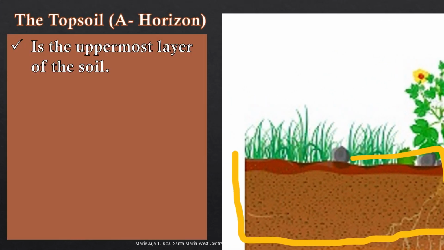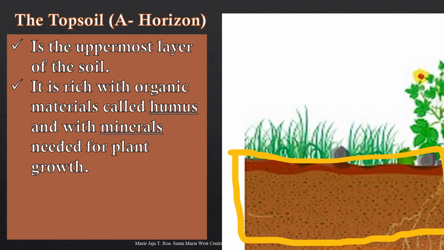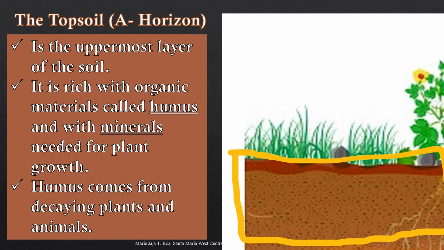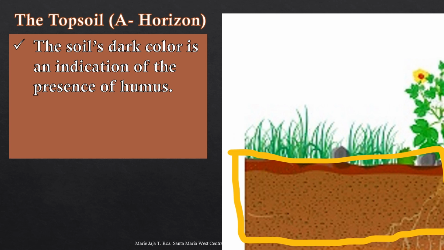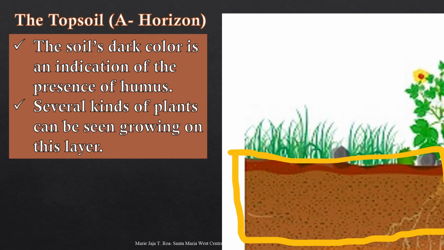It is the uppermost layer of the soil. It is rich with organic material called humus and with minerals needed for plant growth. Humus comes from decaying plants and animals. The soil's dark color is an indication of the presence of humus. Several kinds of plants can be seen growing on this layer.